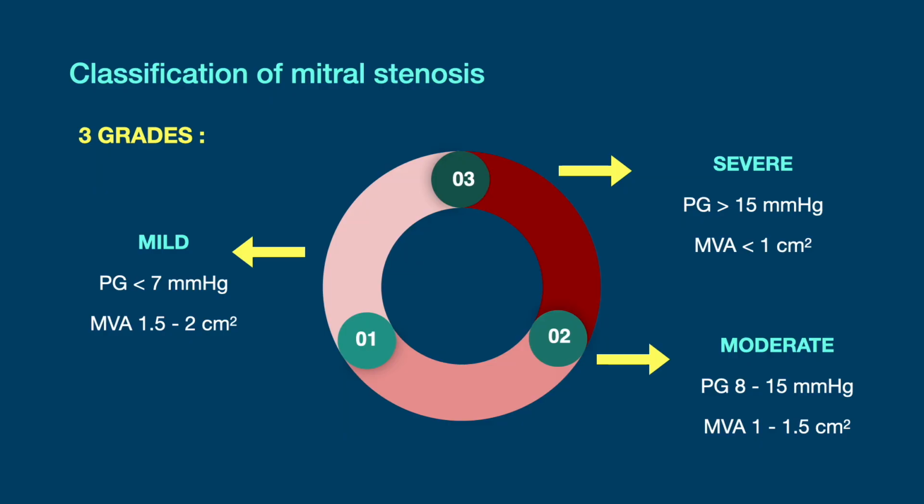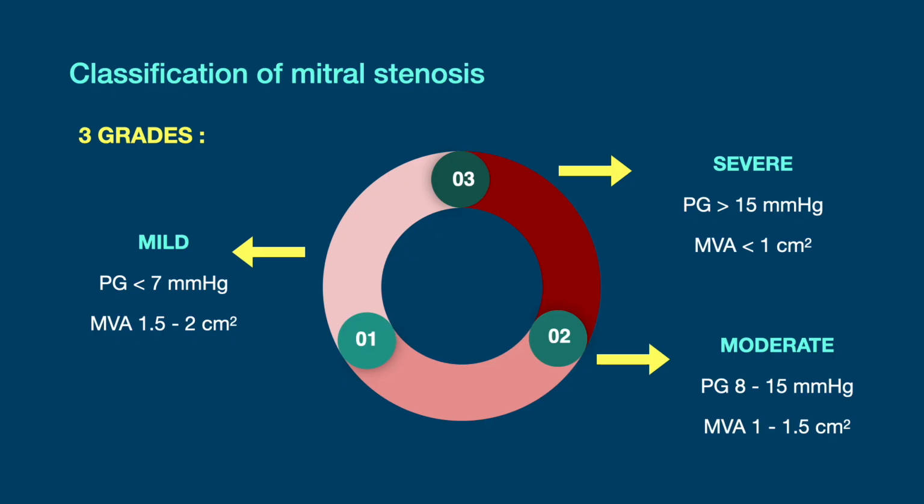The three grades of severity of mitral stenosis here depend on the remaining open area, mean pressure gradient, and mean pulmonary capillary pressure. Stenosis can be divided into the severity grades of mild, moderate, and severe. The mild grade has a pressure gradient of less than 7 mm mercury, an opening area that is between 1.5 and 2 cm square, and a mean pulmonary capillary pressure of less than 20 mm mercury.